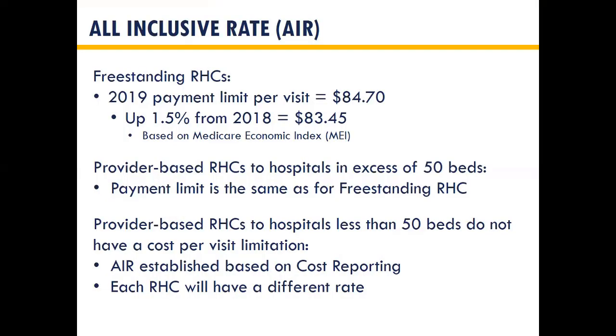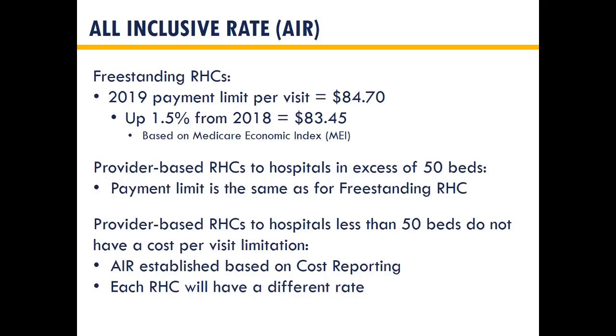So there are 3 different types of RHC designations, which determines what your AIR rate is. If you are operating a freestanding RHC, you're going to be limited to an AIR of $84.70 for the year 2019. This is the same AIR limit you will see if you have an RHC which is provider-based to a hospital with 50 or more beds.